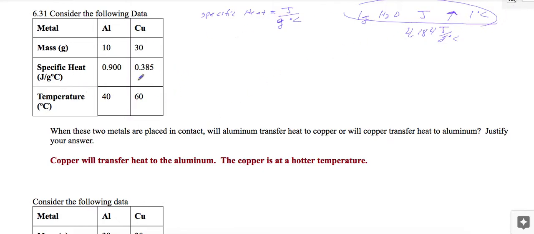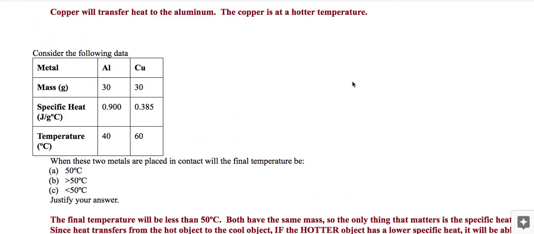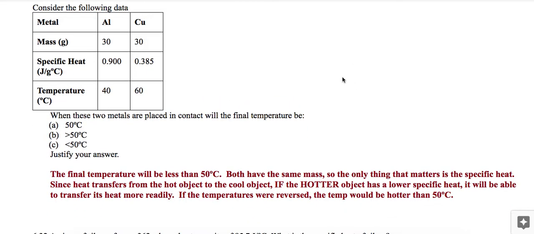But here, this is very simple. Well, with the hotter temperature, it's going to transfer to the lower temperature. All right, so now going on to this guy here, look at this one. Again, let's look at that specific heat and bring that up again. Joules per gram degree Celsius.